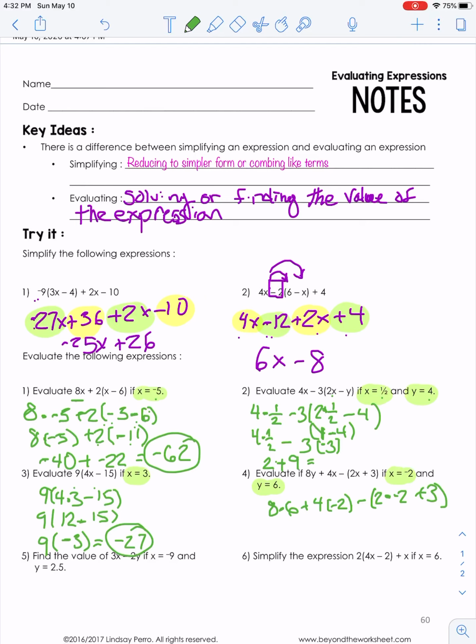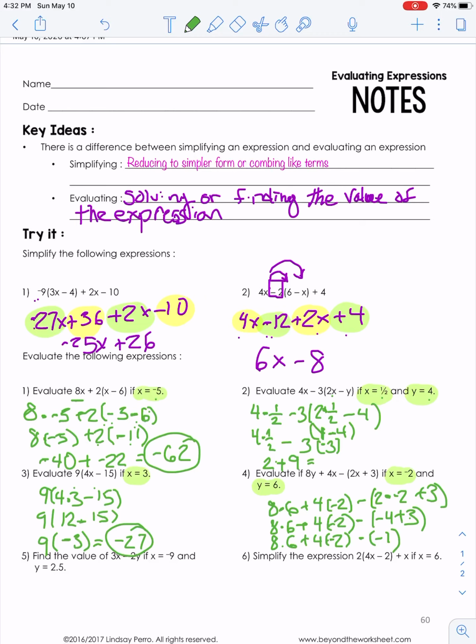So remember, we do what's in the parentheses first. So we have negative 2 plus 3, and then we bring down the rest of the expression. So that leaves us minus 2 times 1. We have 8 times 6 plus 4 times a negative 2.